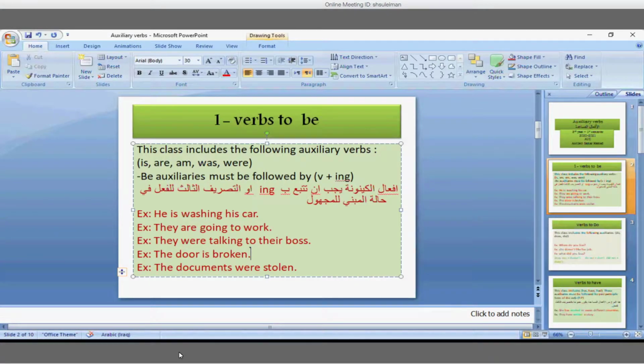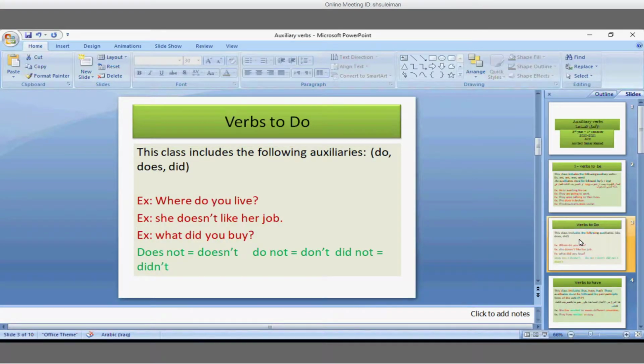هذه الحالات اللي تجي بيها ال verb to be شنو يكون يتبعها. النوع الثاني من ال auxiliary verbs are verbs to do. This class of auxiliary verbs includes the following auxiliaries which are do, does and did. Verbs to do أو ما يسمى باللغة العربية بأفعال العمل. Verbs to do are do, does, did.